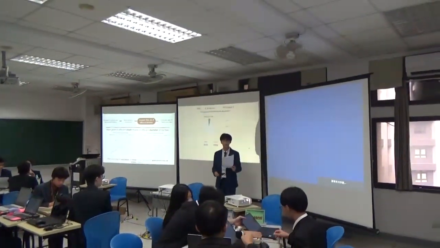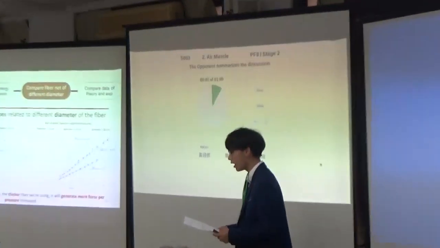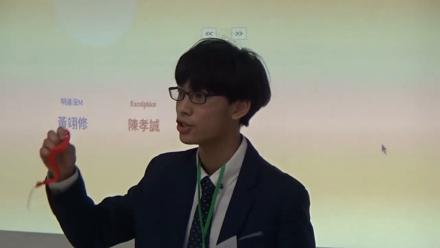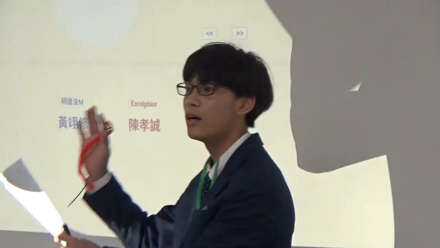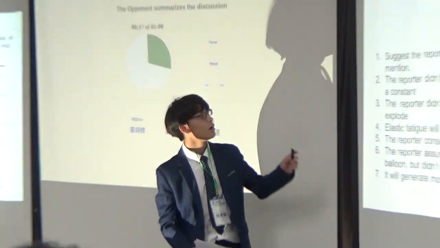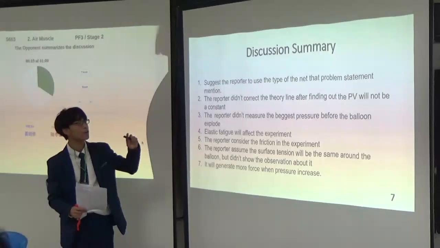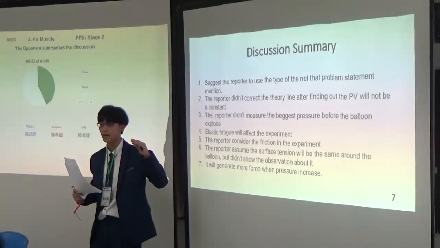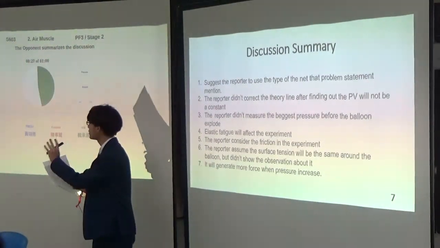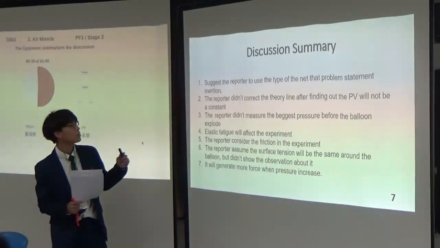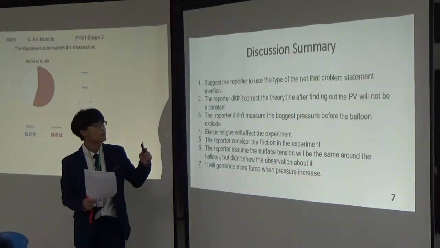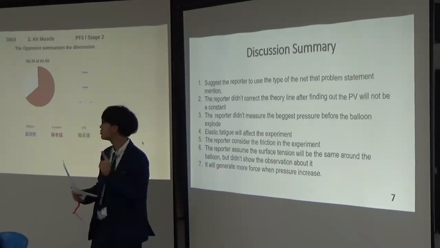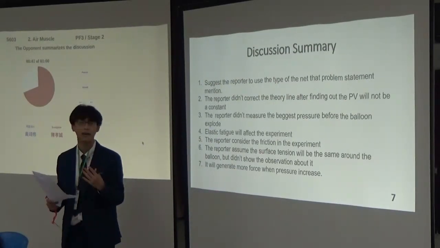We would like to now summarize our discussion. First, we talked about the different materials for the net. We discussed the normal garland net as shown over here, and also the fiber net that the opponent conducted. The reporter didn't correct the theory line after finding out PV will not be a constant, so the opponent suggests that next time he conduct error analysis to fit his experimental data. The reporter also didn't measure the biggest pressure before the balloon exploded, so he has some deviations that he didn't explain, and the opponent suggests that the reporter explain it later on.